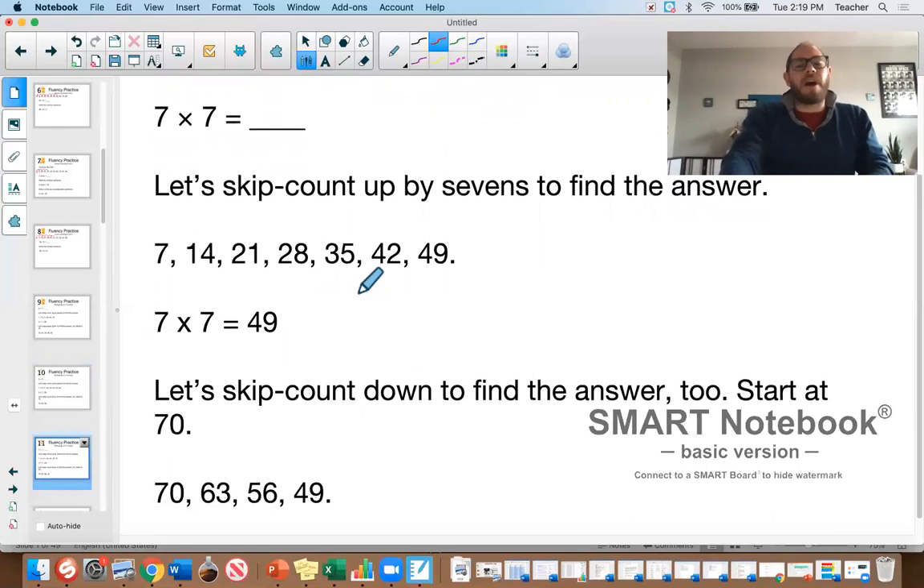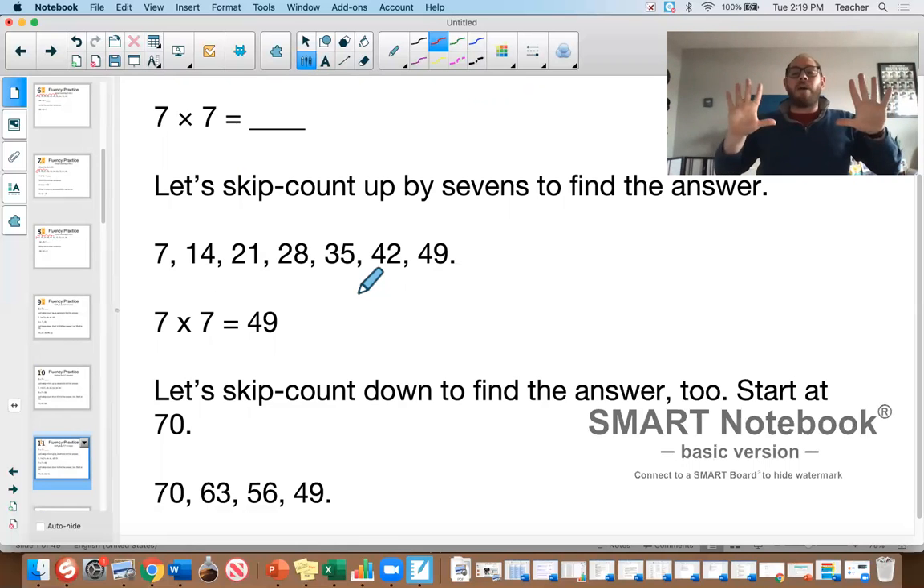All right, let's skip count up by 7s to get to our answer of 7 times 7. So 7, 14, 21, 28, 35, 42, 49. I've got my 7 groups of 7. 7 times 7 is 49.